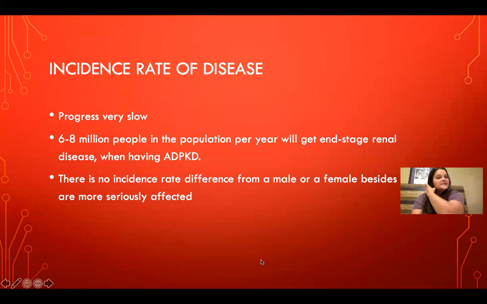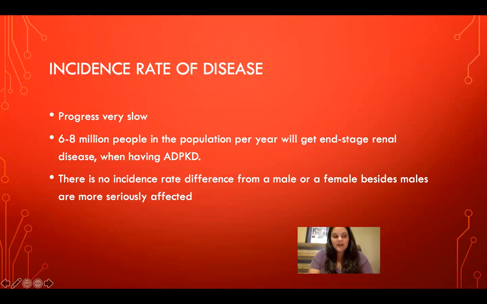We also have some incidence rates of the disease. It progresses very slowly. Sixty-eight million people in the population per year will get end-stage renal disease when having autosomal dominant polycystic kidney disease. There is no incidence rate difference between males and females, besides that males are more seriously affected.